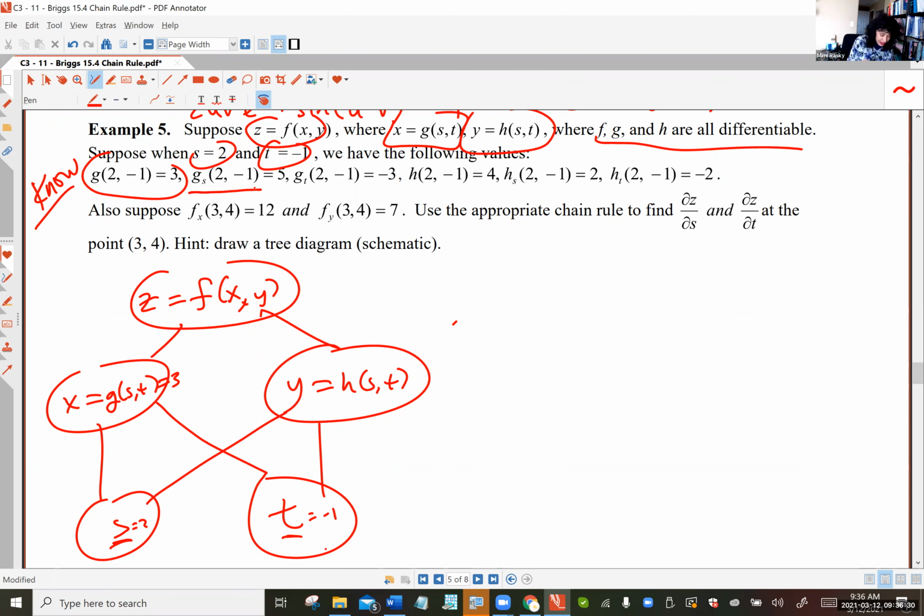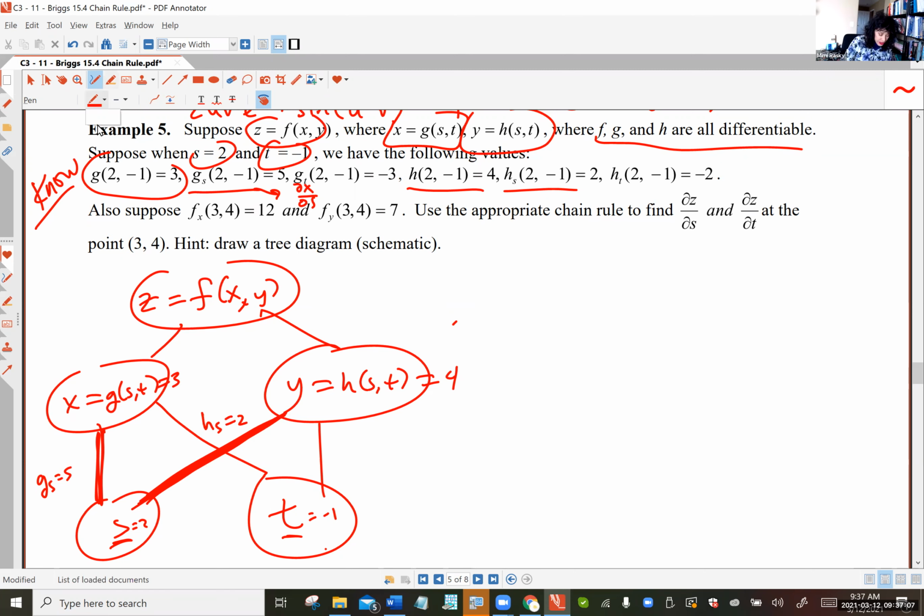But GS, you have to be careful, because GS is the same as the partial of X with respect to S. So that's this right here. That's GS, evaluated at 2, -1, is equal to 5. And then they're telling us that H evaluated at 2, -1 is 4. So Y is just 4. And then HS, so that's this branch here, because you're taking the derivative of H with respect to S. HS evaluated at the point 2, -1 is 2.